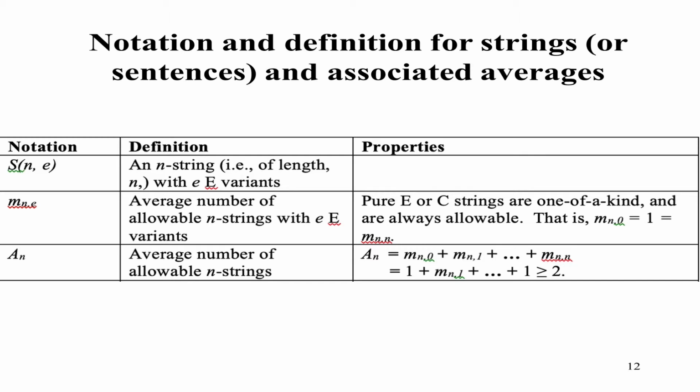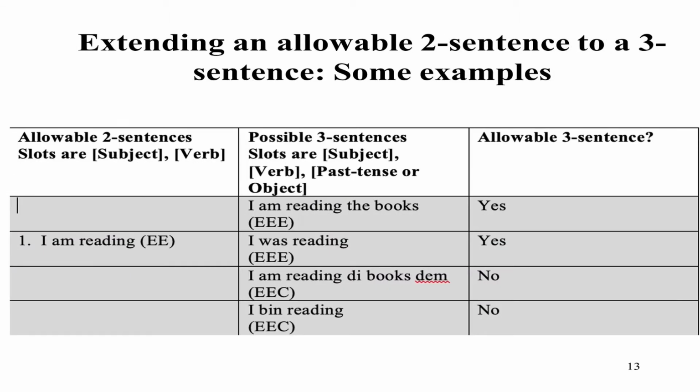The approach is going to be, consider how you get a sentence of length n+1 from a sentence of length n. So take a sentence, I am reading, of length 2. To get a sentence of length 3, you could say I'm reading something, the books. You could say the books or the book them. You could say, instead of I am reading, I was reading. So you introduce a past tense. This has 3 slots, and so on. And then these are allowable. Let's say you start with an allowable 2-sentence. And how do you proceed to get an allowable 3-sentence? Some of them are allowable, and some of them are not.